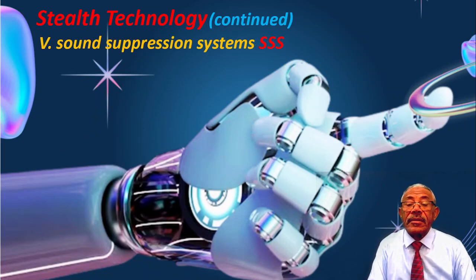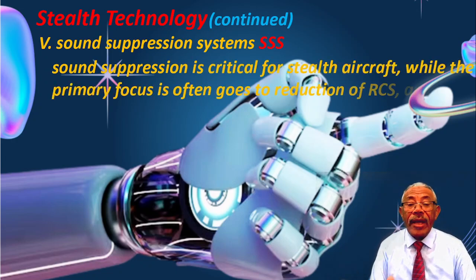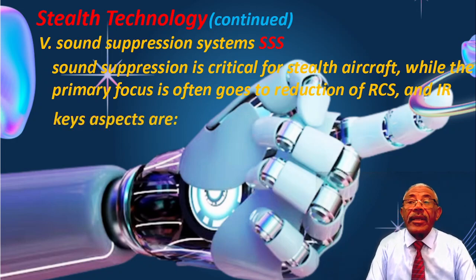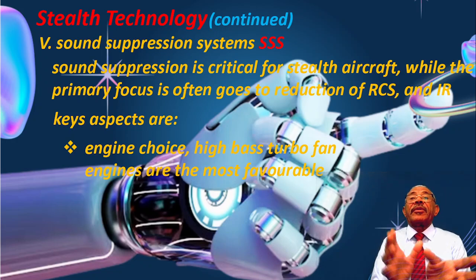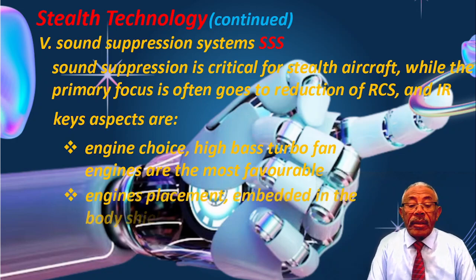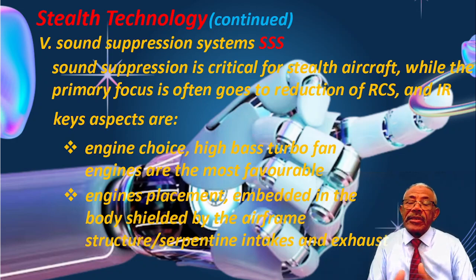Sound suppression systems. Sound suppression is critical for stealth aircraft, while the primary focus often goes to the reduction of radar cross-section and suppression of infrared. Keys of the technology are engine choice. High-bypass turbofan engines are the most favorable for stealth aircraft. Engine placement embedded in the body, shielded by the airframe, is recommended.